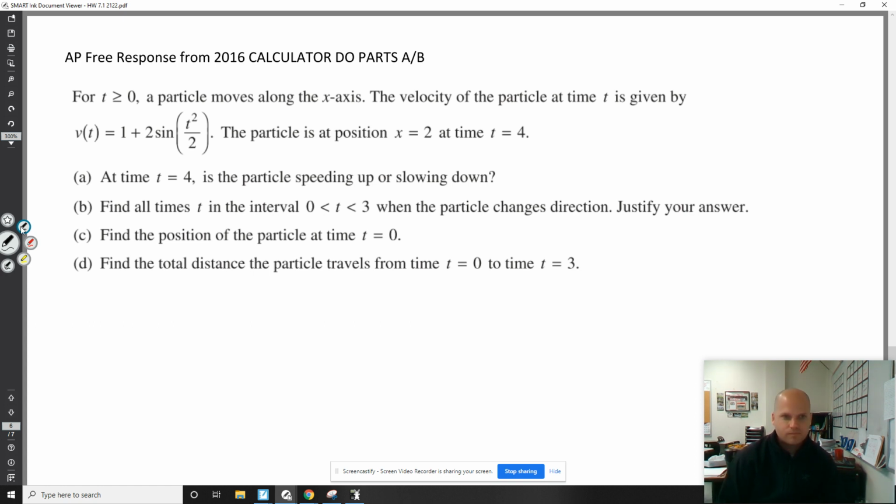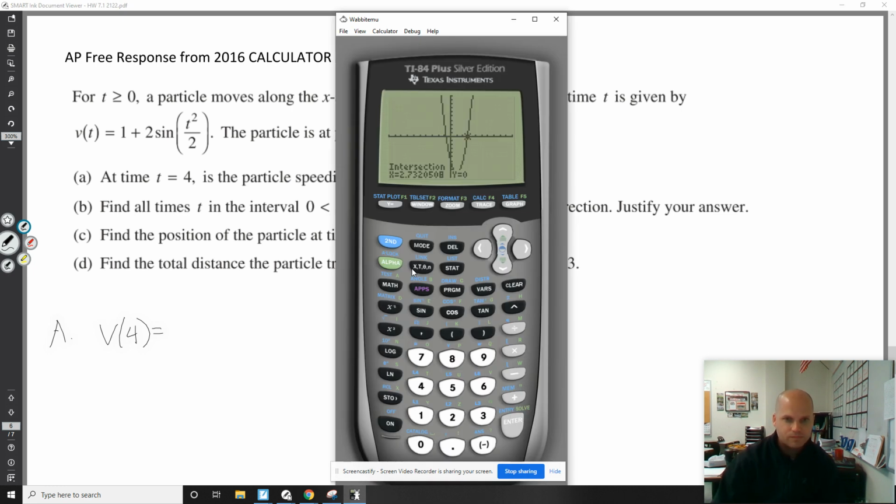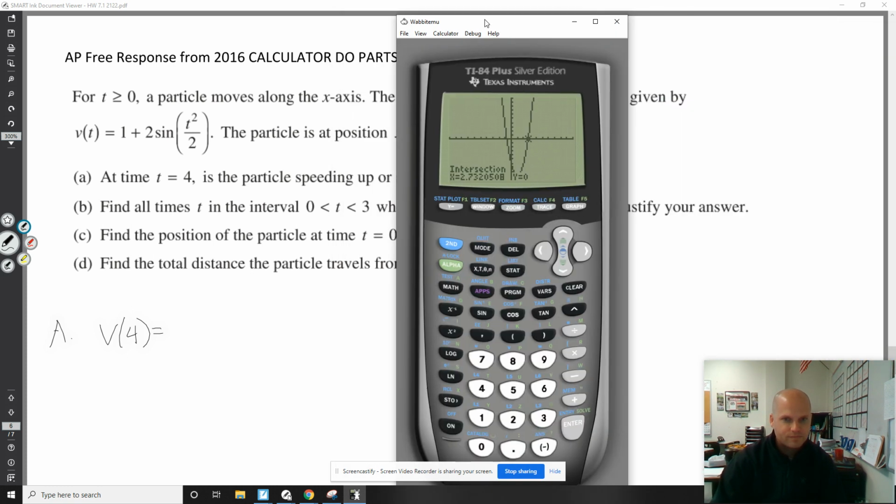Part A is not like that. At t equals 4, is the particle speeding up or slowing down? It actually is, because I'll show you. v of 4, I don't know exactly what that is, so I can plug that into my calculator if I wanted to. I'm just going to go ahead and graph v. Make sure your calculator is in radian mode. And I'm going to show you why I'm graphing v.